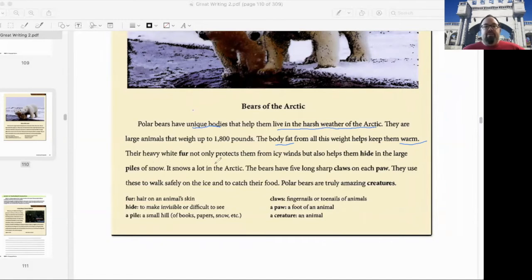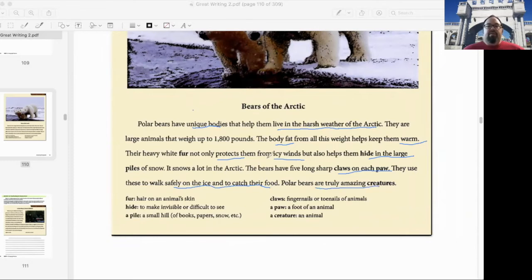This is related to their bodies and the harsh weather. Their heavy white fur not only protects them from icy winds, but also helps them hide in the large piles of snow. Okay, so it protects them from icy wind, that's harsh weather. Okay, hide in piles of snow. Okay. It snows a lot in the Arctic. The bears have 5 long, sharp claws on each paw. They use these to walk safely on the ice and to catch their food. So again, this is about their body and how they use them safely on the ice, related to the weather, and they are amazing creatures.